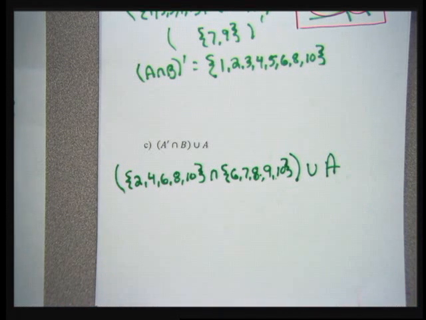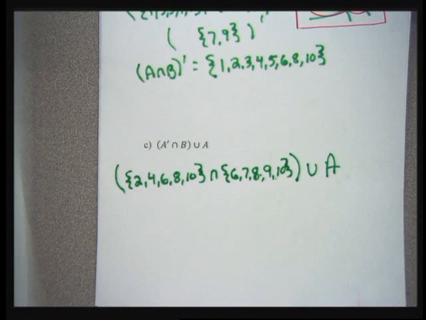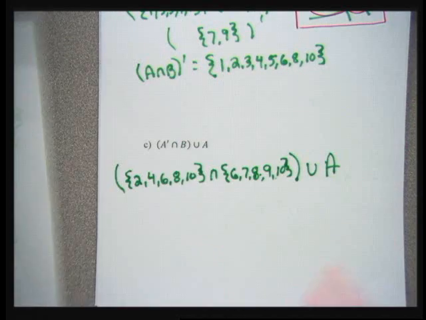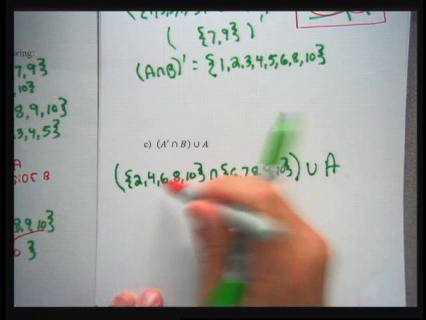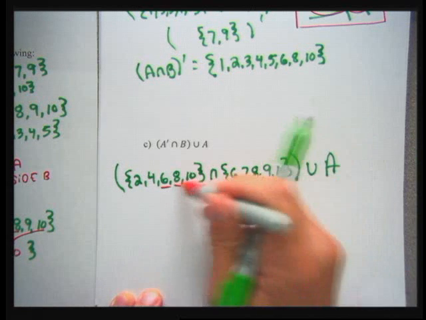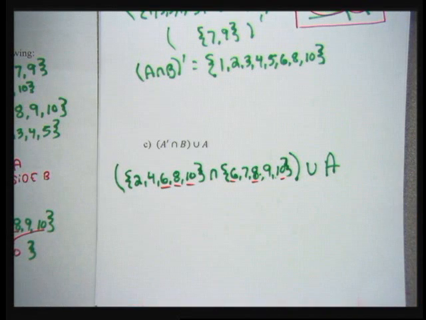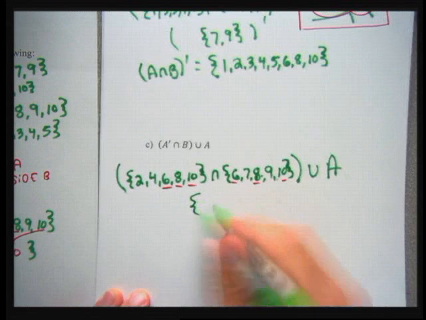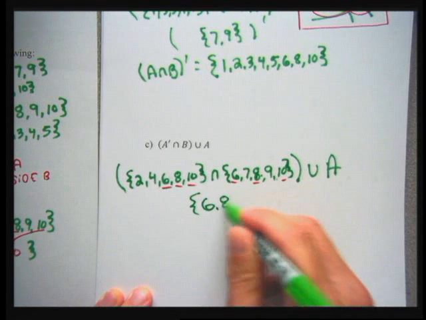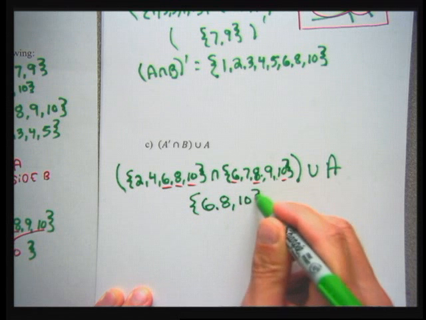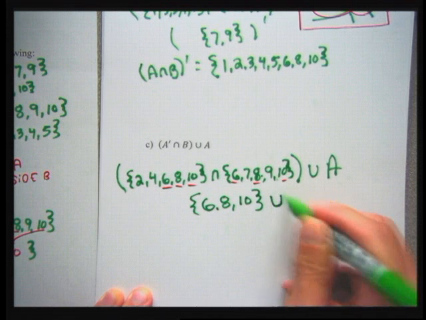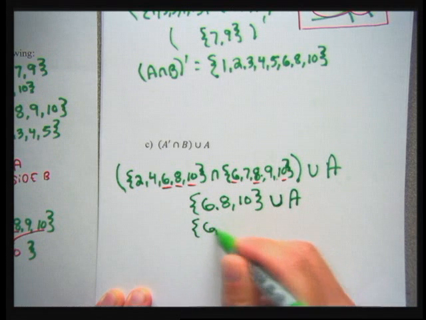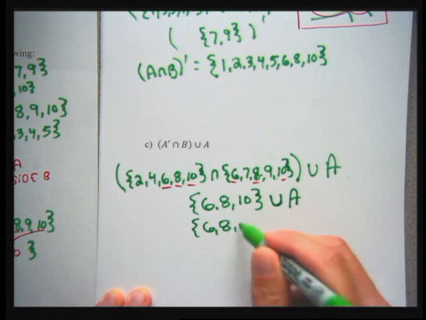Intersecting two sets is what they have in common. Again, I just picked out the A prime that I figured out at first, and the B that was given to me. Intersecting, both of these sets have 6, 8, and 10. So the parentheses simplifies to be the set that contains 6, 8, and 10. I don't need the parentheses anymore because there's no prime to do here. Now I want to union that with A, and A is the set 1, 3, 5, 7, and 9.